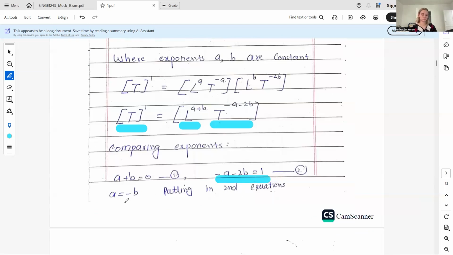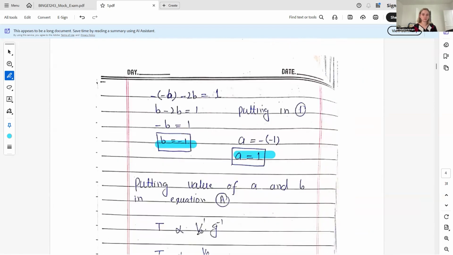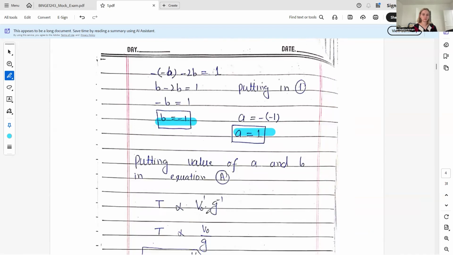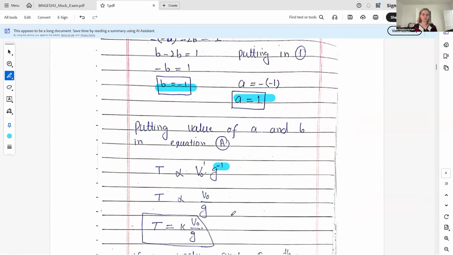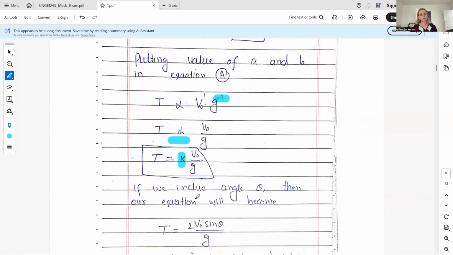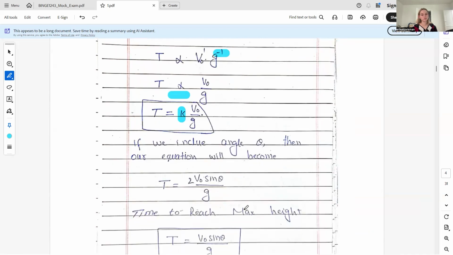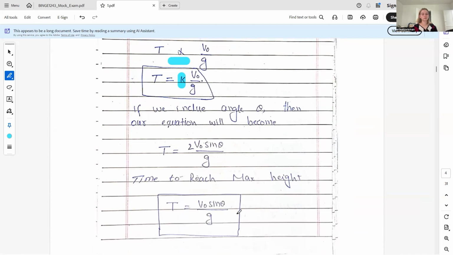Putting in the second equation, a is equal to minus b, we finally get the values of a and b, and we put the values in equation a. Since it is an inverse, it will move to the denominator. Our relation has become T is proportional to v naught over g. After removing the proportionality, we need to introduce the proportionality constant k. If we include the angle theta, then our equation will become something like this. The time to reach the maximum height in this case will be v naught sine theta over g. Is it clear? Yes, it's clear.